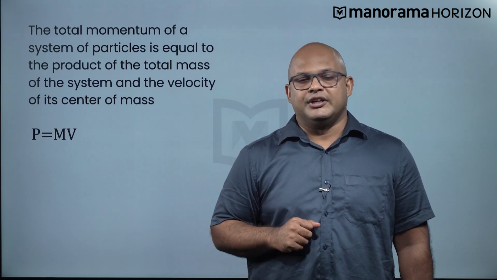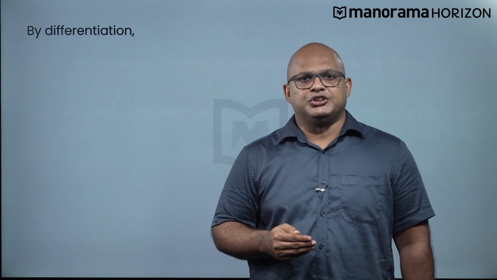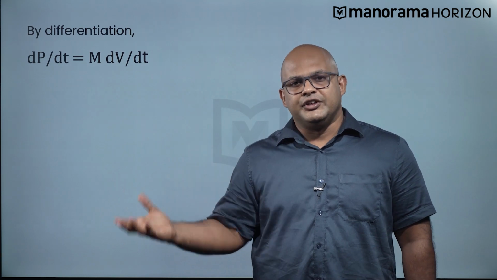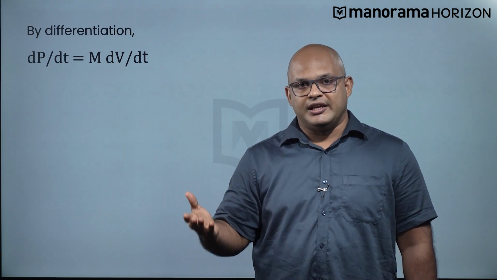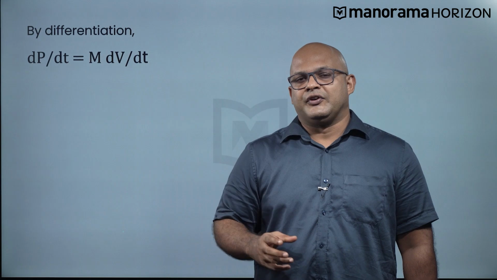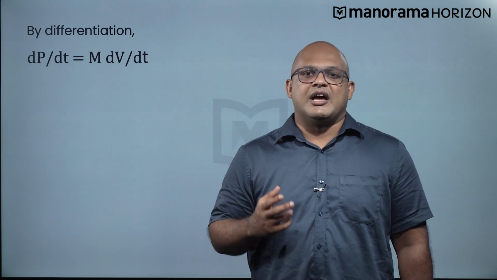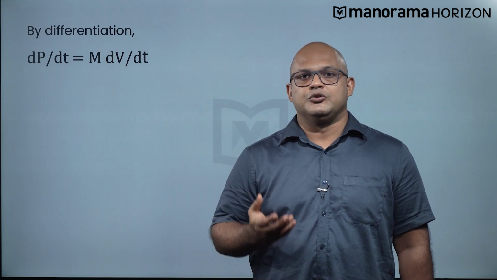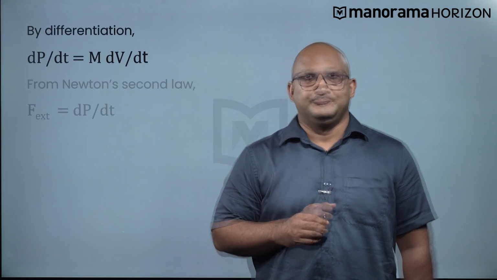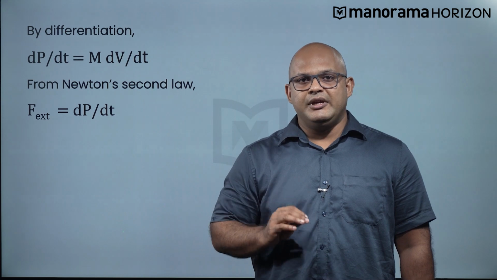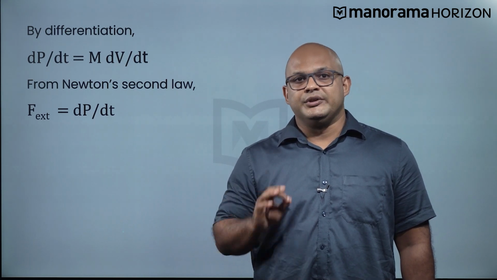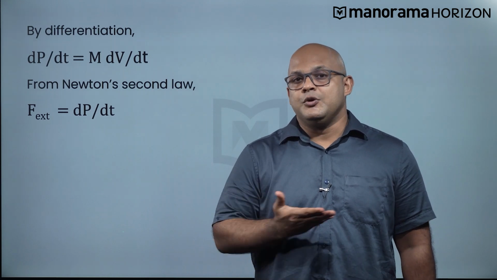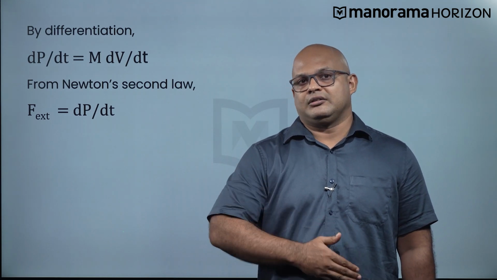Now, coming back to the derivation, by differentiation, we know that dP by dt, that is the derivative of the total momentum with respect to time, is equal to the differentiation of capital M times capital V. Since the mass of the system is remaining constant, this becomes equal to M times dV by dt. Using Newton's second law, dP divided by dt is equal to the external force F_ext. This above equation is nothing but Newton's second law for a system of particles.